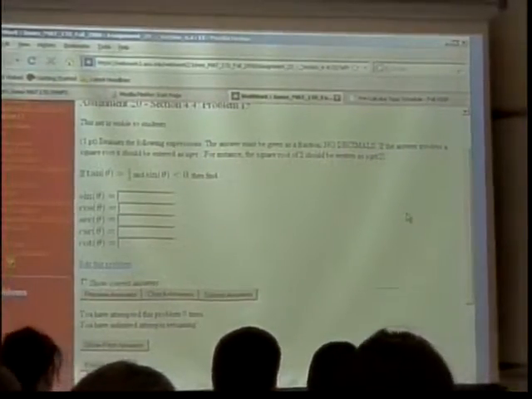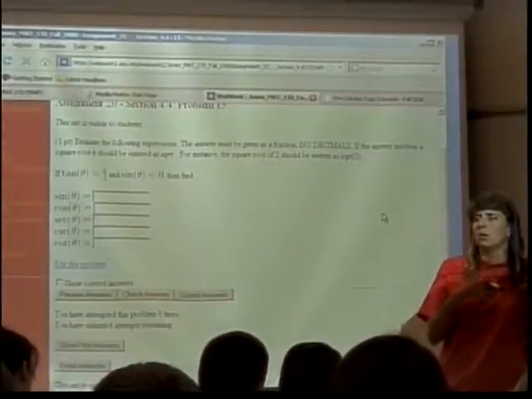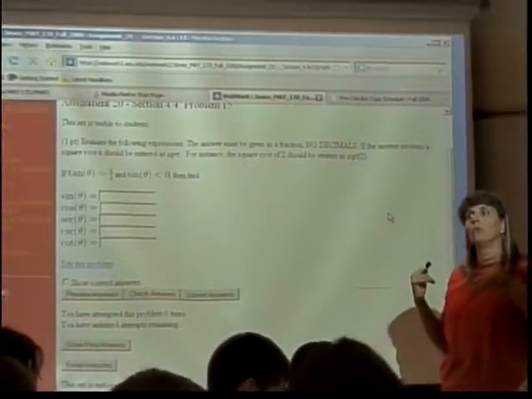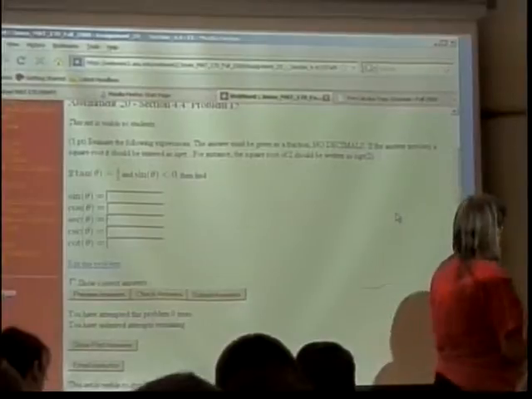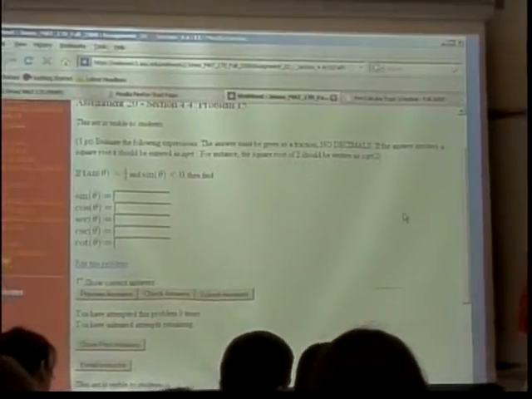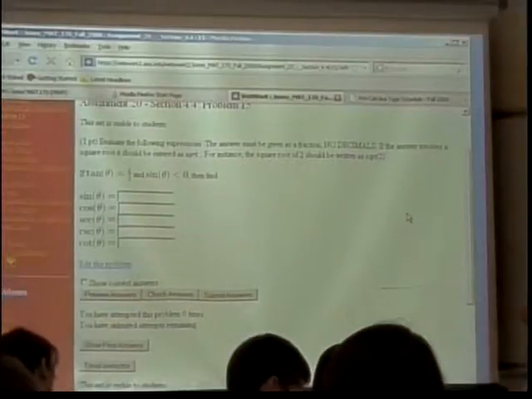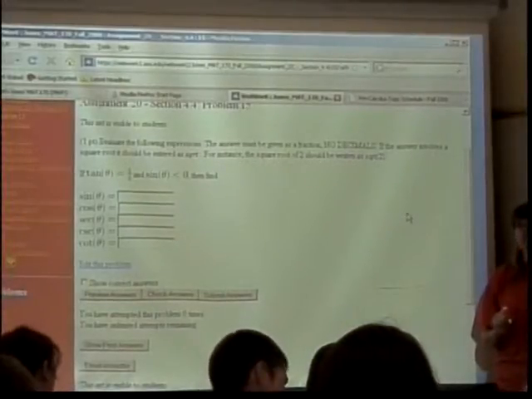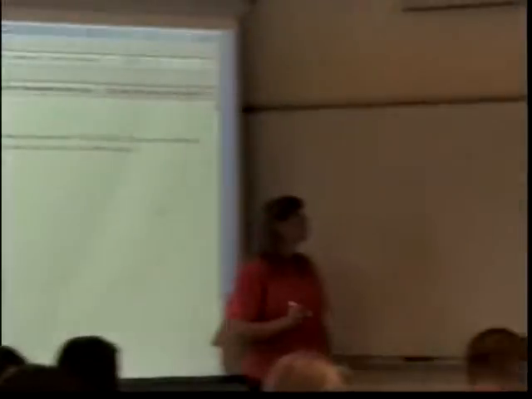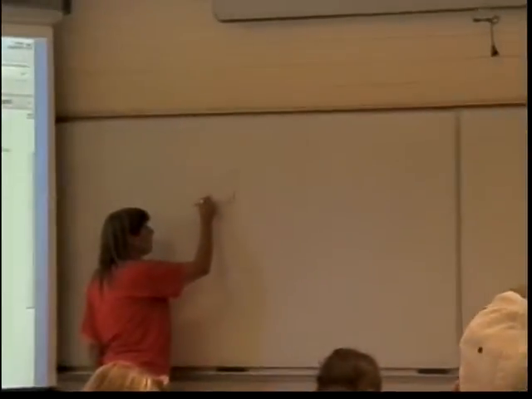Tangent of theta equals 4/3 and the sine of theta is less than 0. We have a choice. We can either use unit circles or we can use triangles. Like triangles, okay. So here's my right triangle. Where do you want to put theta? Bottom left? All right, here's theta.